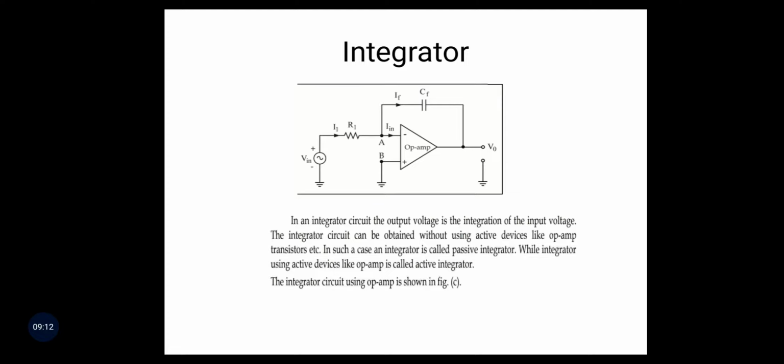The integrator circuit can be obtained without using active devices like op amps or transistors. In such a case, the integrator is called a passive integrator. Here we use the op amp, that's why it's called an active integrator. There are two types of integrators: active integrator and passive integrator. In a passive integrator we use only passive components, but in an active integrator we use an op amp with externally connected passive components.